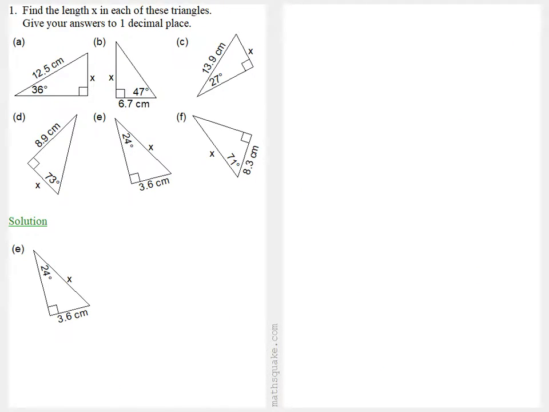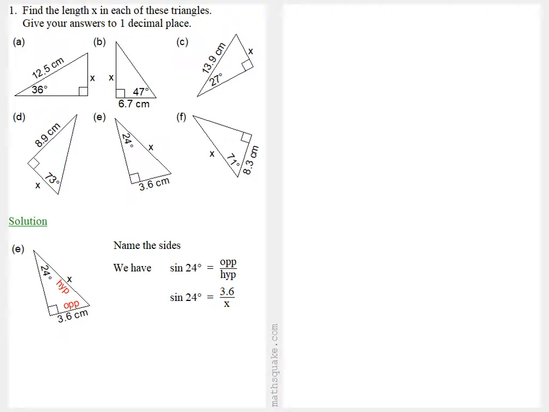Now in part E we have a triangle with an angle of 24 degrees. Again, name the sides. The side which is 3.6 centimetres is directly across from 24 degrees, so that is the opposite side. The side x is the longest side of the triangle opposite the right angle, and so it's the hypotenuse. Now we have opposite and hypotenuse, and we know the sine of the angle is the opposite over the hypotenuse. So that tells us sine of 24 degrees is equal to 3.6 over x.